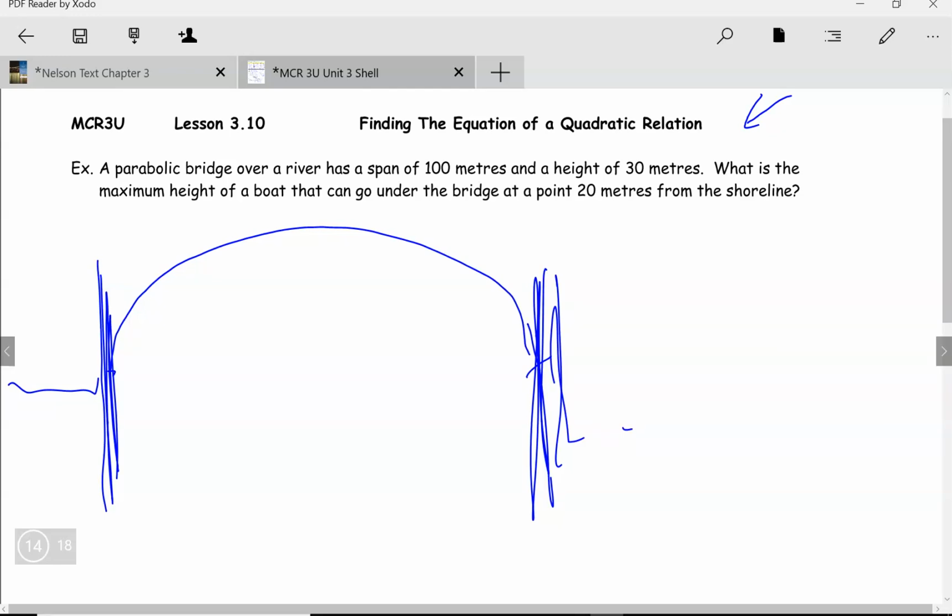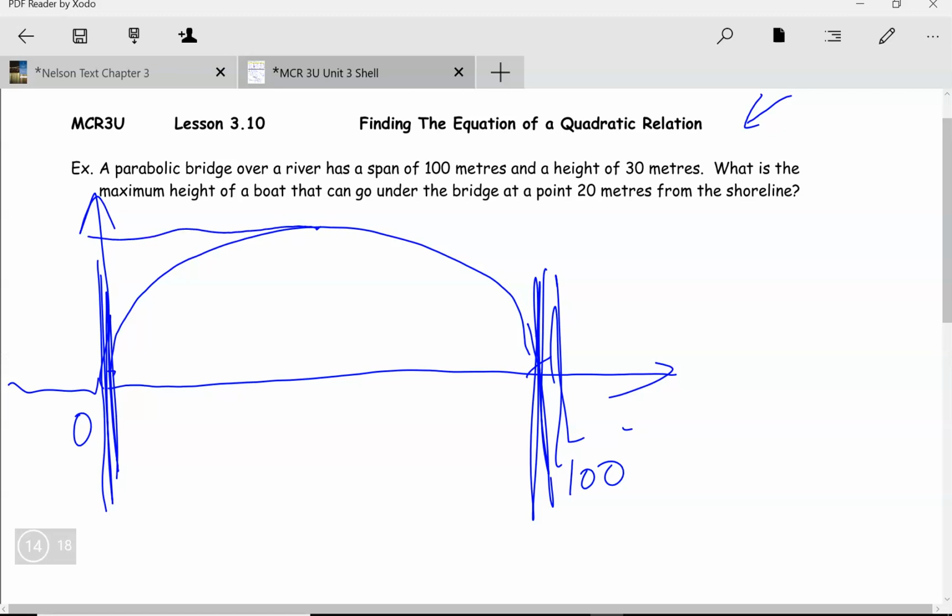So if we draw our axis going up like that, we're going to call this 0, and we're going to call the right shore 100. And our maximum height here is 30 that we are given. So what is the maximum height of a boat? This boat is trying to go under the bridge 20 meters from the shoreline, so let's say this is 20. The 30 meters is not going to apply because that's the maximum height, which, as you know, occurs at 50 meters. Well, that's important. We'll talk about why that is.